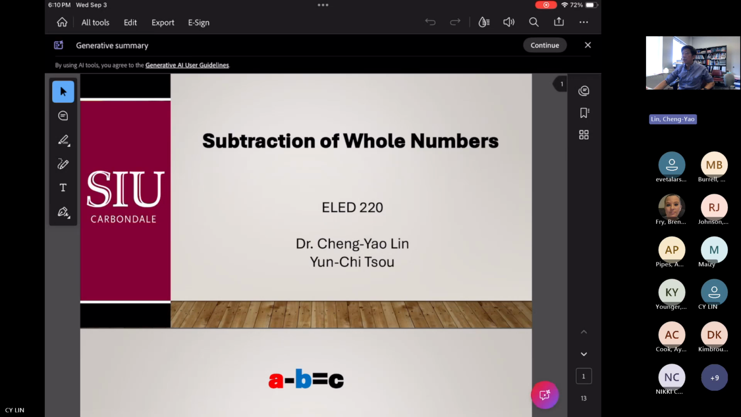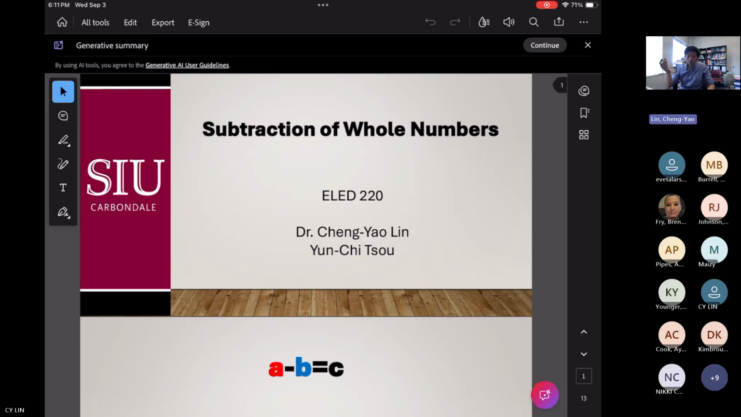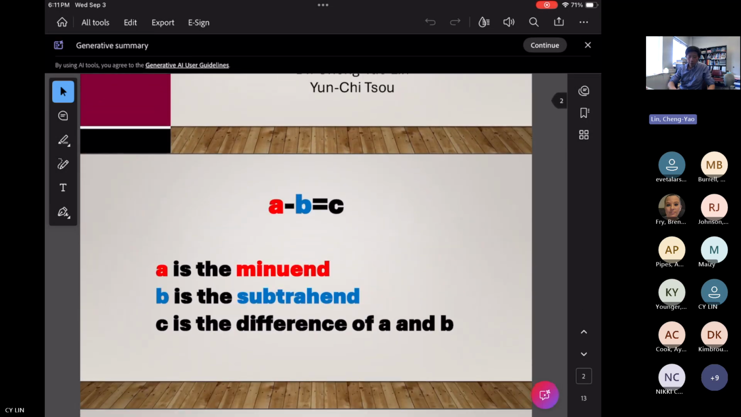All right, we are going to move to the next lesson, lesson 2, subtraction of whole numbers. All right, can you hear me okay? Yes. All right, subtraction of whole numbers. We already did the addition, and next we'll do the subtraction, okay?